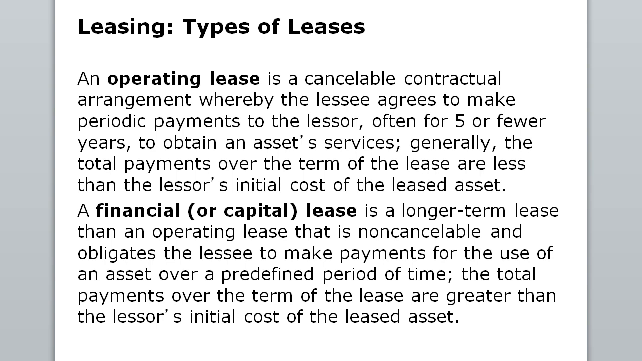Now, a financial, or more commonly called a capital lease, is a longer term lease, generally more than 5 years, longer than an operating lease. It's something that you can't cancel, and the lease obligates you to make payments for an asset over a predefined period of time. The total payments over the term of the lease are greater than the lessor's initial cost of the leased asset. So you might want to say right now, well, why would anybody do a financial lease if you're paying more for the asset than if you could buy it outright? Like, why does that make sense? We'll get to that in a minute.